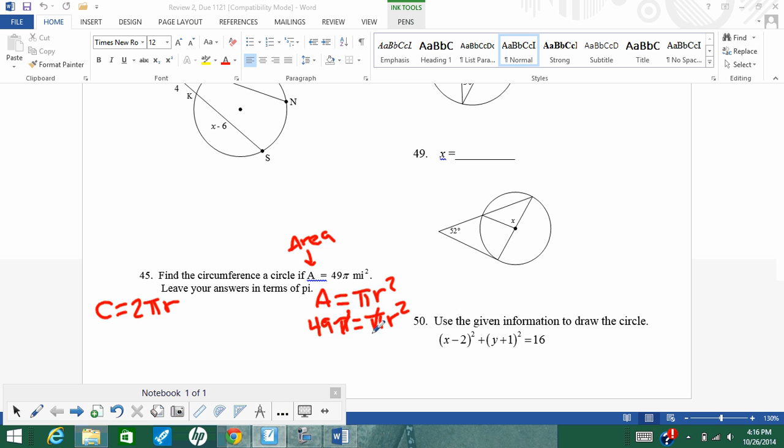These pi's cancel, and I get 49 equals r squared. If I square root both sides, I get that r is 7. So I can plug back in here. The radius is 7. 2 times pi times 7. 2 times 7 gives us 14. We're leaving it in terms of pi, so I leave pi alone, and my circumference is 14 pi. So a little bit different here, because normally when we have area involved, we're given the radius. This time we're given the area. We want to find the radius.